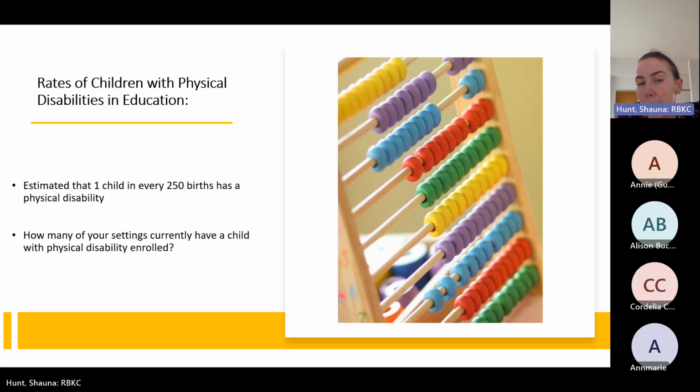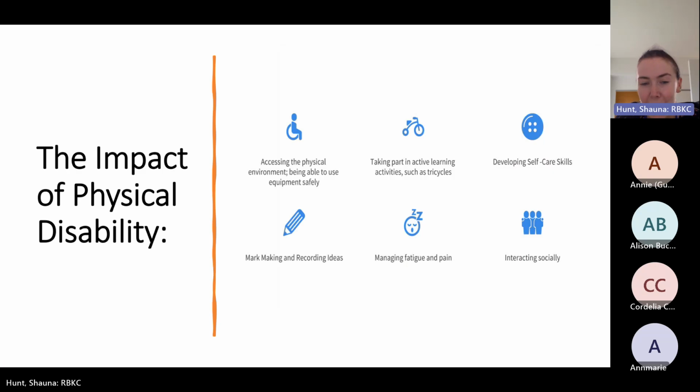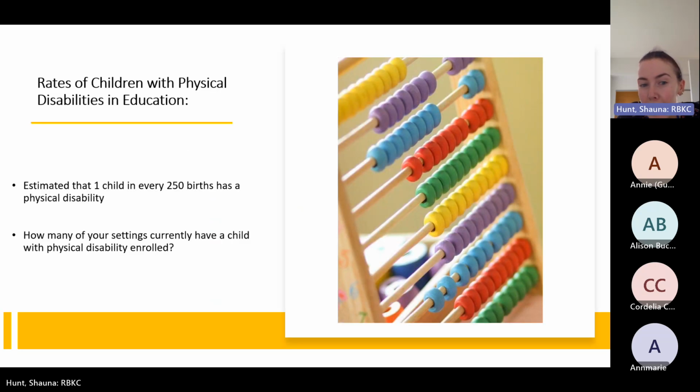Thinking about the rates of children with physical disabilities in education, it's estimated that one child in every 250 births has a physical disability. I guess that means that the majority of schools will have at least one child with a physical disability at any one time. So how many of your settings currently have a child with a physical disability? You can just pop it in the chat, or if you don't have any, just let me know, so I can get an idea.